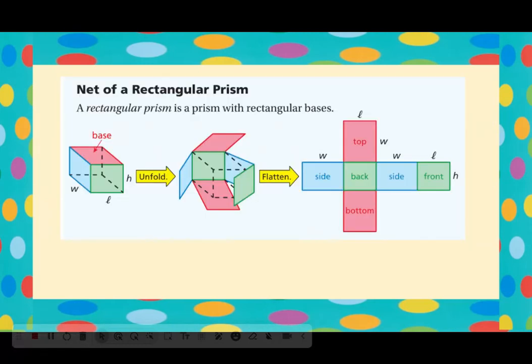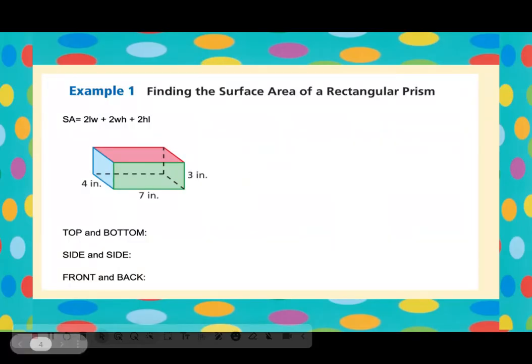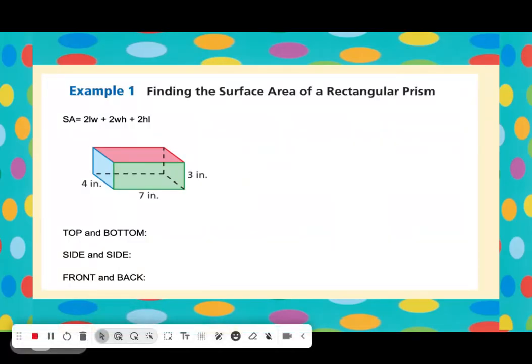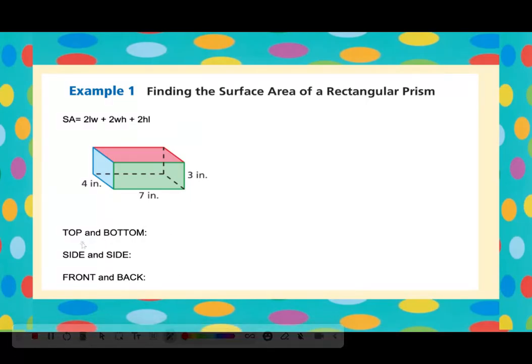So here's a rectangular prism. It has a width, a length, and a height. We unfold it, and here is the net to the right. So here's an example. We're finding the area of each side. So there's a top, and there's a bottom.